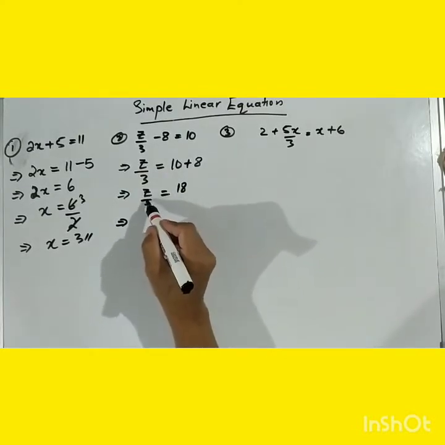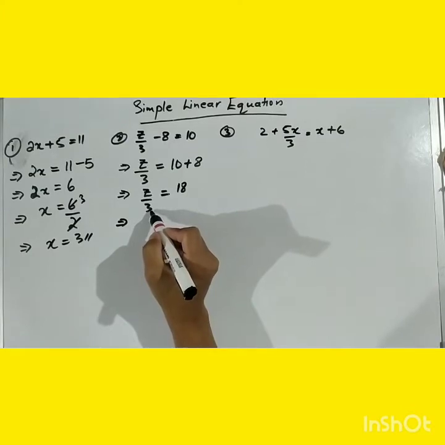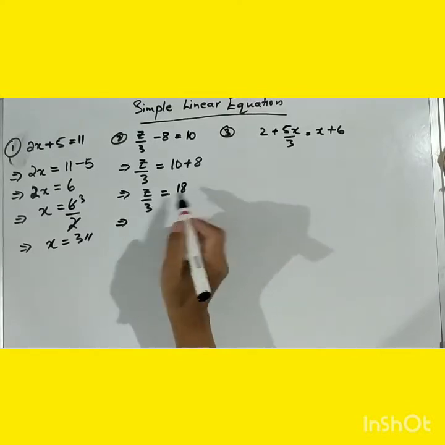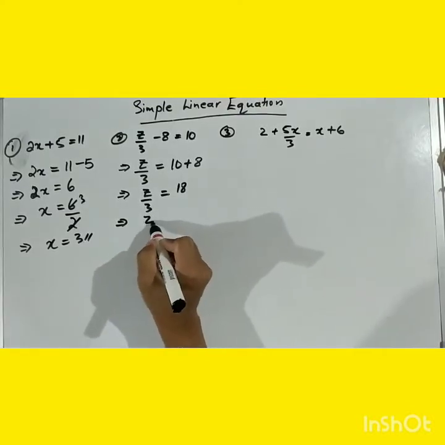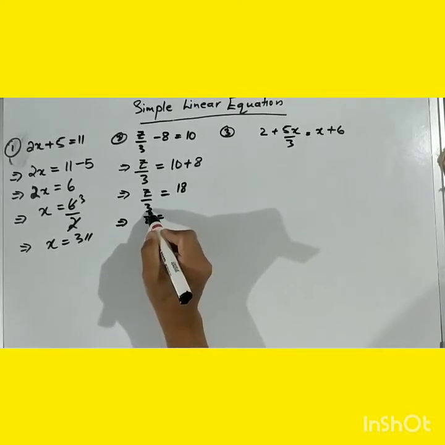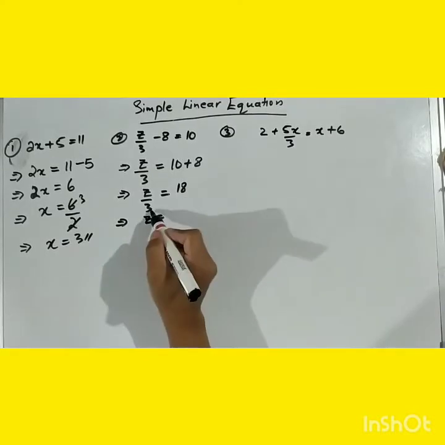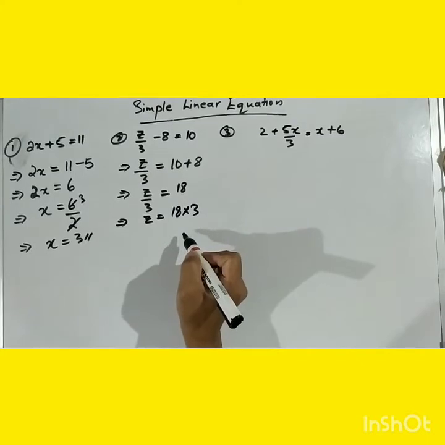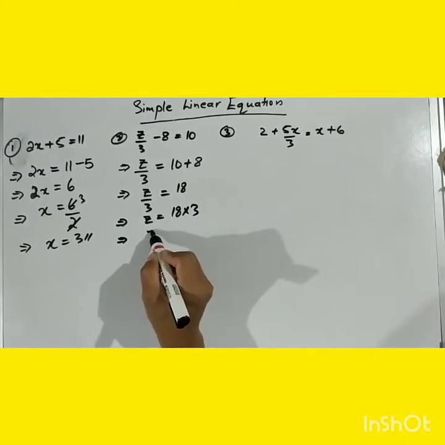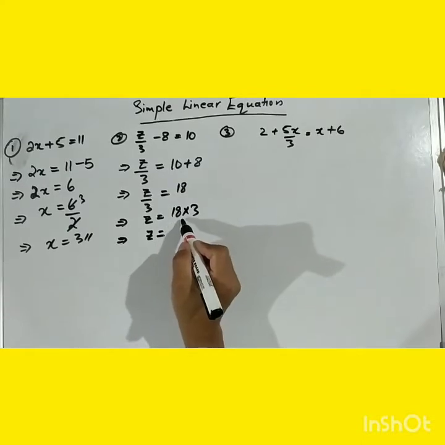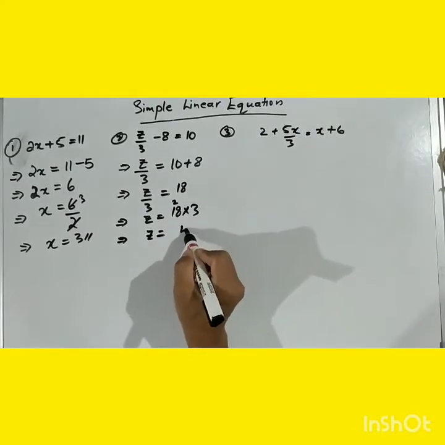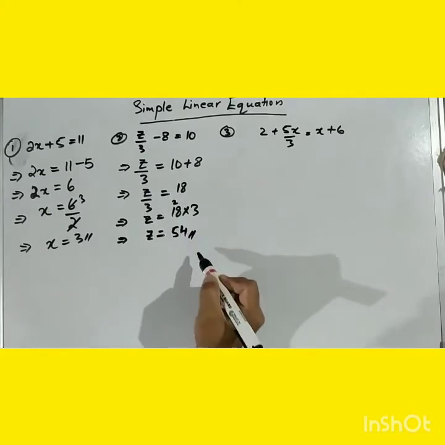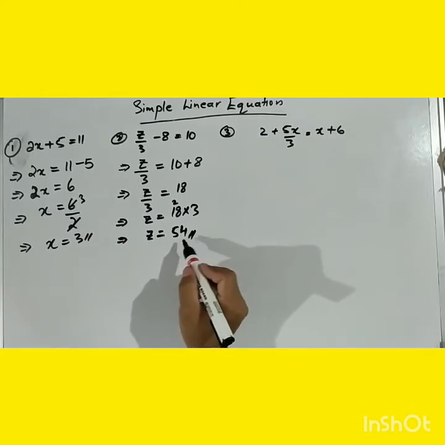Now again, z divided by 3, this is the division, right? So we are going to move this to the other side. This is the left side, this is the right side, so we are going to move this 3 to the right side. This 3 is the denominator, so when it moves to the other side, it will become the numerator. So 18 into 3, multiply. So z equals 3 8s are 24, 3 1s are 3, plus 2, 54. Therefore the value of z equals 54.